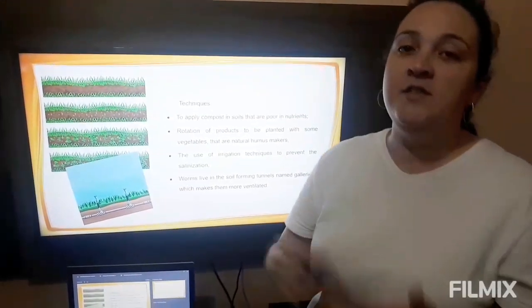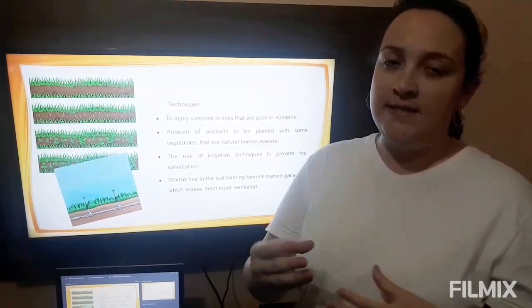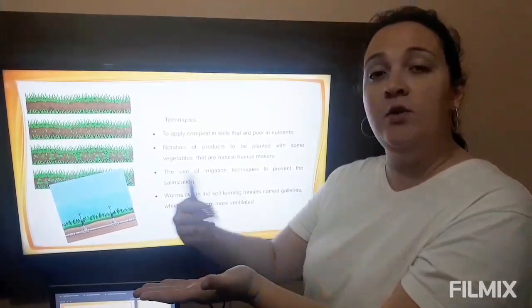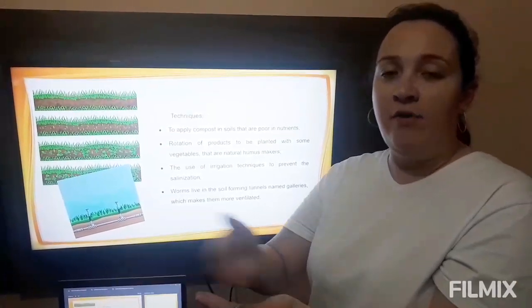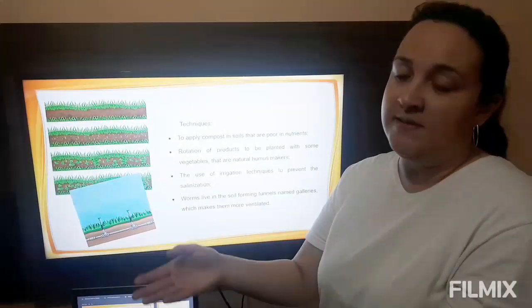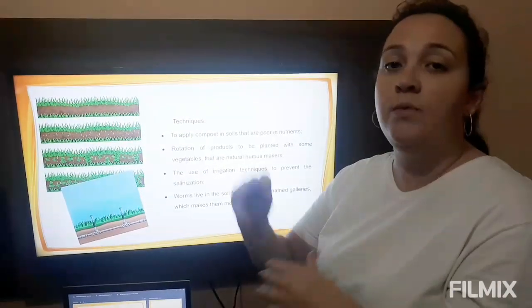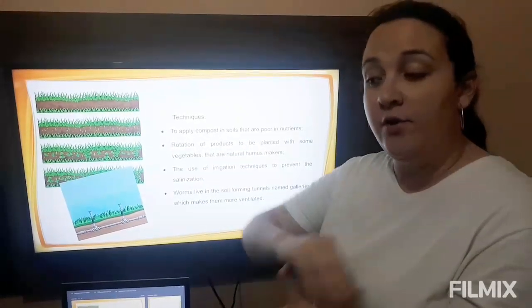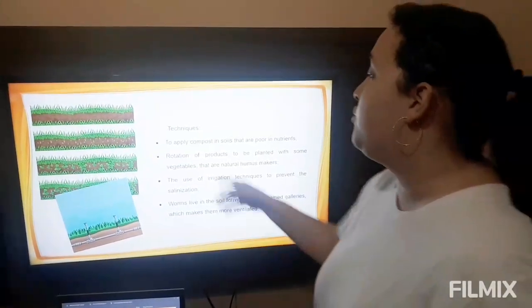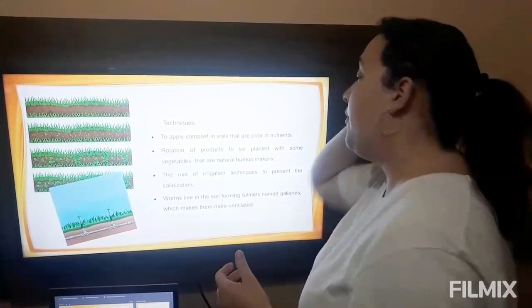But depending on the soil, there are some techniques that we can use in order to make that soil better so that we can use it for plantation. Because not everybody is lucky enough to have a soil that is made of the humus layer. So we need to do some techniques in order to recover the soil for plantation. So, apply compost in soils that are poor in nutrients.